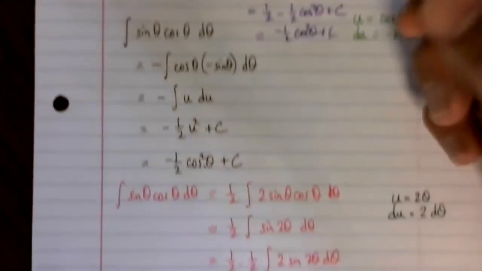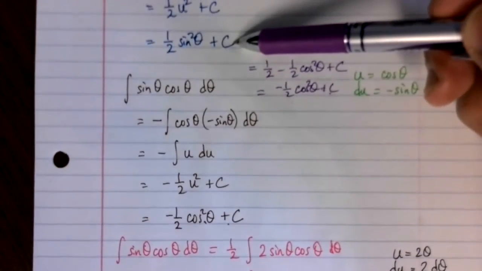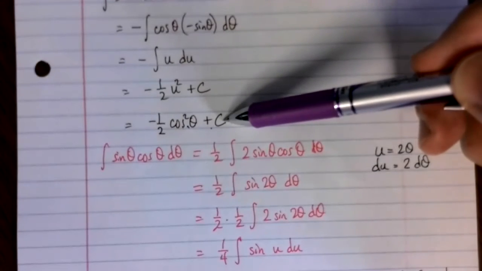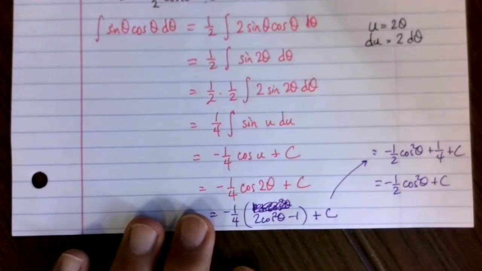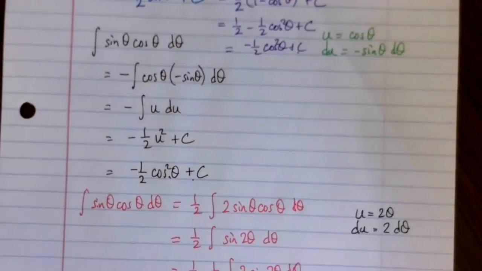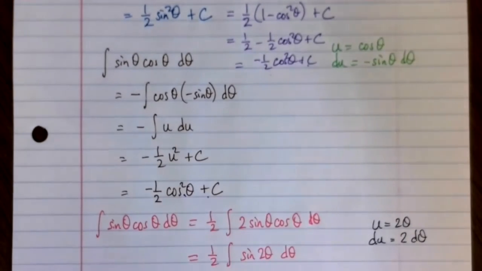So these 3 different answers, 1/2 sine squared theta plus c, negative 1/2 cosine squared theta plus c, and negative 1/4 cosine 2 theta plus c, all look different, but they're actually the same because of trig identities and by shifting the arbitrary constant.